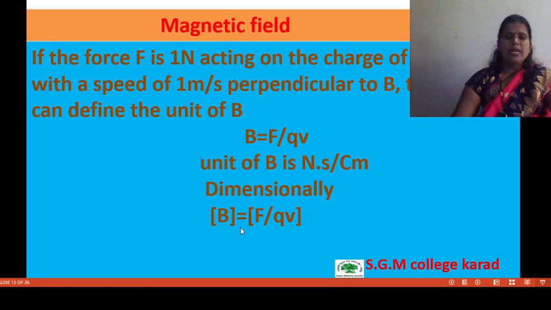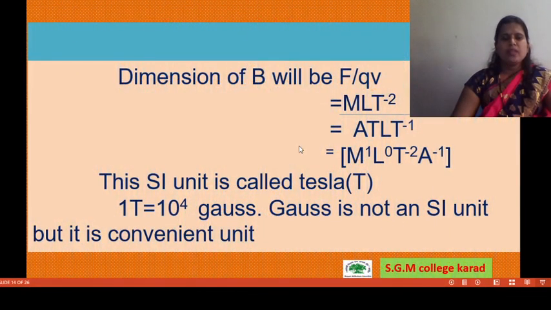Dimensionally, the dimension of the magnetic field B will be F upon qv. The dimension of force is M1 L1 T raised to minus 2, upon the dimension of charge A1 T1 times L1 T raised to minus 1. Finally, solving this equation we can write M1 L0 T raised to minus 2 A raised to minus 1. That is the dimension of the magnetic field.